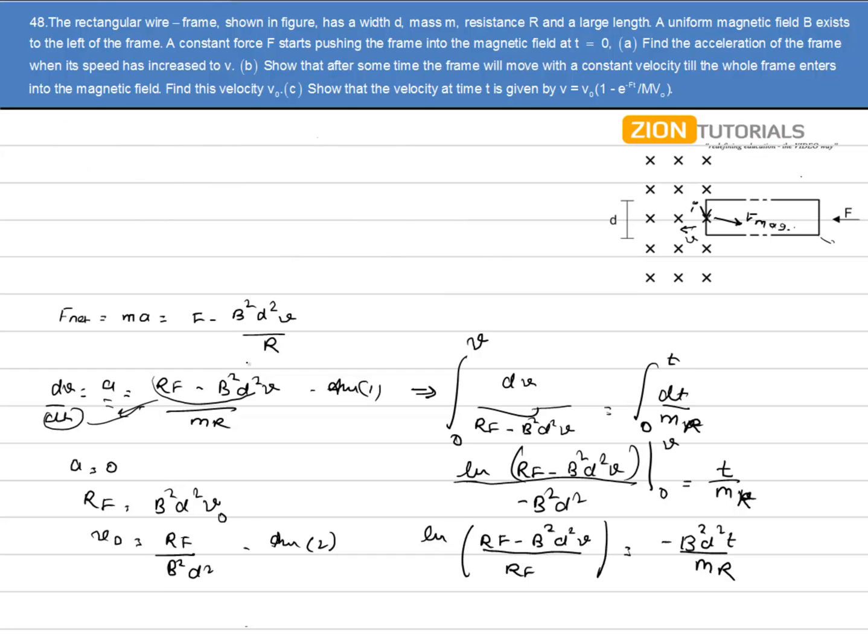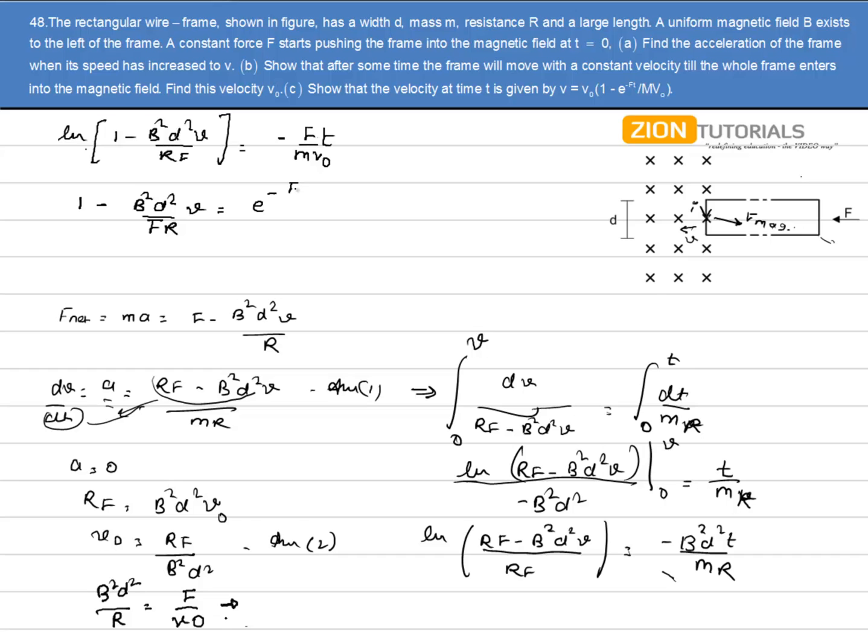Now we know that on rearranging, B square D square by R can be written as F by V naught. So I'll substitute this over here. So I have natural log of 1 minus B square D square v by RF equals minus F by M V naught into t. On solving this I get 1 minus B square D square by RF into v equals e to the power minus Ft by M V naught.